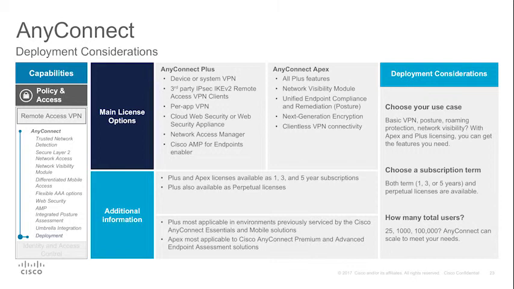Plus and Apex correspond to the previously available licenses, known as Essentials and Premium. Plus is most applicable in environments previously serviced by the Cisco AnyConnect Essentials and mobile solutions, and Apex is most applicable to Cisco AnyConnect Premium and Advanced Endpoint Assessment solutions.